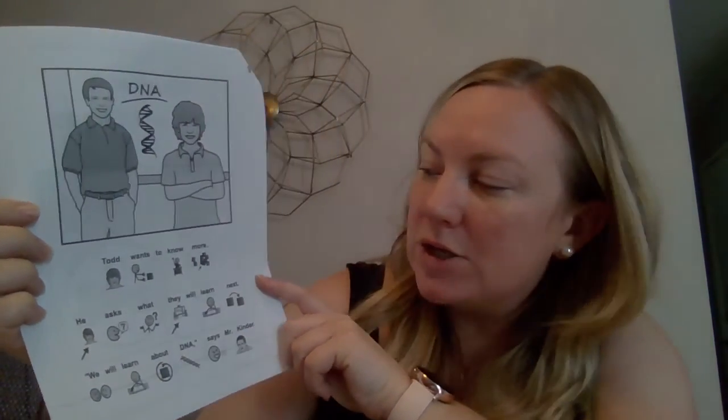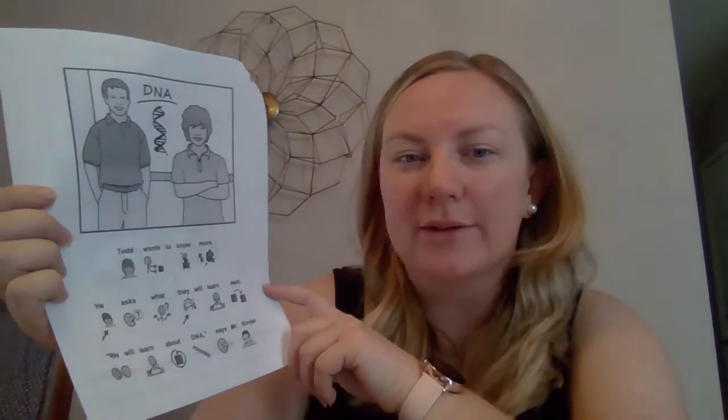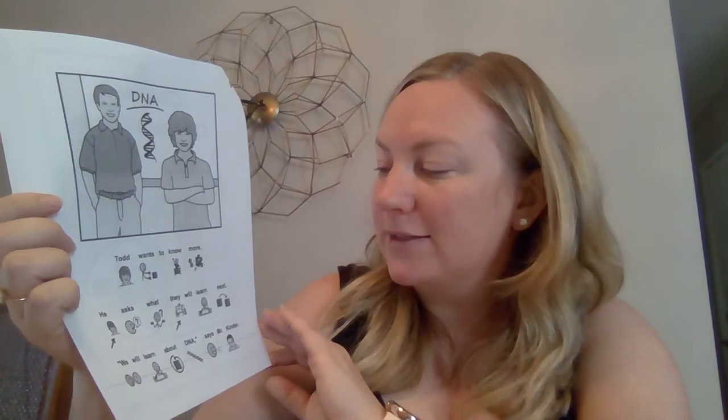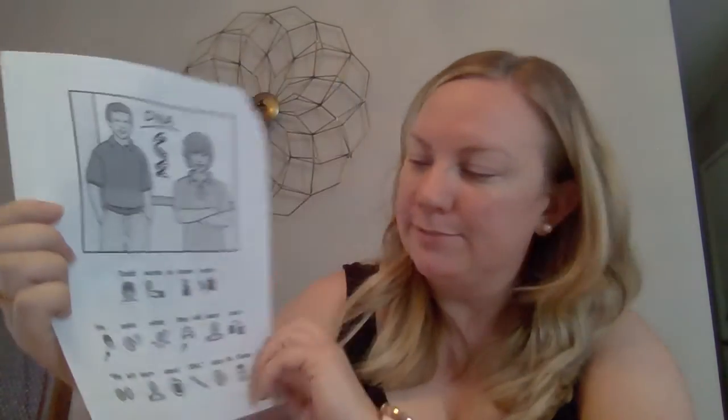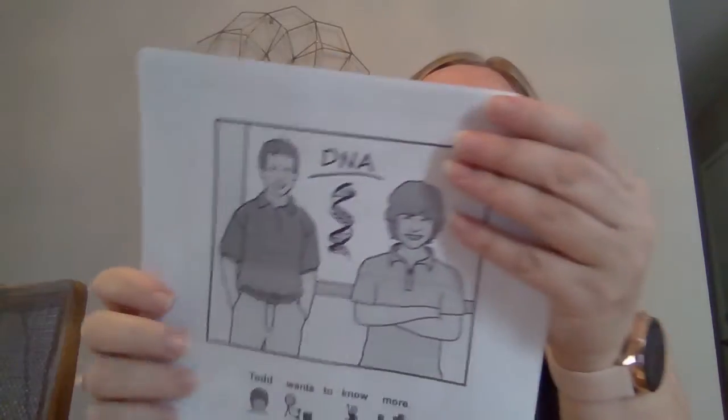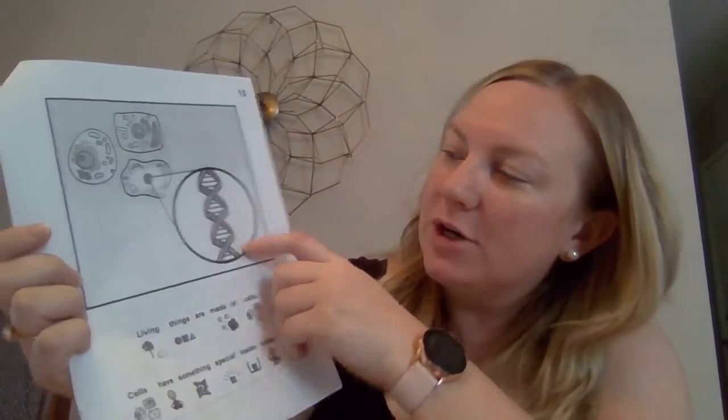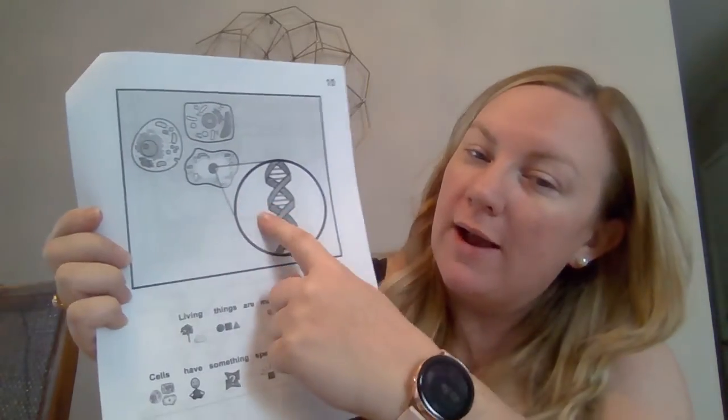So it says, Todd wants to know more. That's who was learning about our living things last time, Todd. He asks what they will learn next. We will learn about DNA, says Mr. Kinder. So that's the teacher and the student. They're going to learn about DNA. So let's learn about DNA with them. In our picture, it looks like there's cells and then DNA.